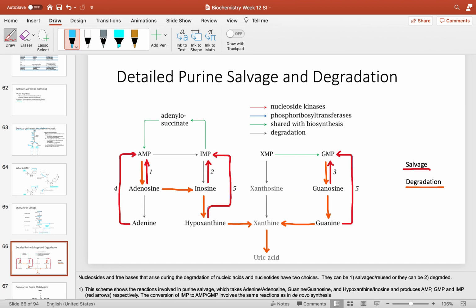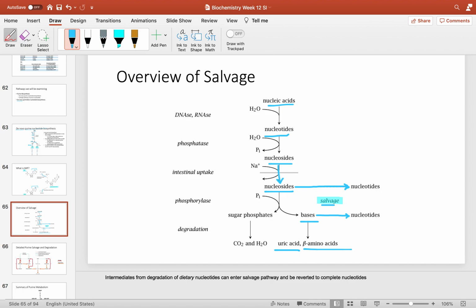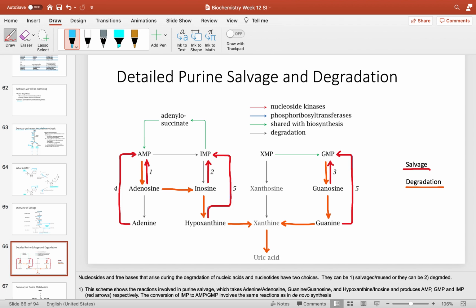Alright, so let's take a more in-depth look at what this salvage and degradation means. So remember, like I said before, we can uptake our nucleotides in our diet, and we'll be left with nucleosides and bases in our host cells, which can then be used to form nucleotides. So let's find this in this complicated diagram. So in this case, this adenosine, this inosine, and this guanosine are all nucleosides, which means that they're the sugar plus the base, and this is taken up by our diet.